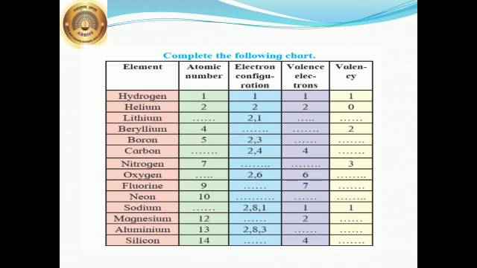Okay, students. Now, you will complete the following chart in your notebook. Hydrogen atomic number is 1, electronic configuration is 1, valence electrons 1 and valency is 1, because it is going to give 1. Now helium and neon, they are stable elements. They are not taking part in any chemical reaction. Lithium electronic configuration 2, 1 means what is going to be the atomic number of lithium? 3. Number of valence electrons? 1, because 2 and 1. So in the last orbit it is 1, and so its valency is going to be 1. So accordingly you will complete the whole table.